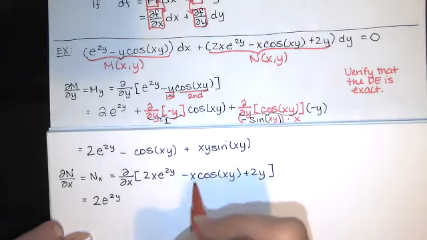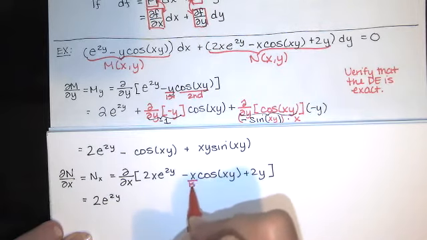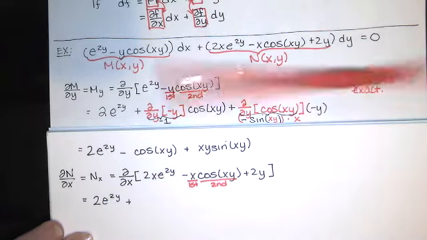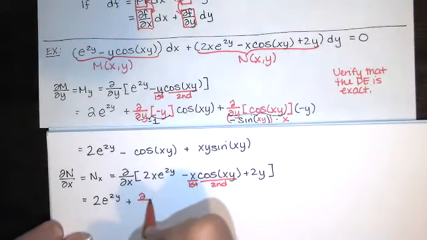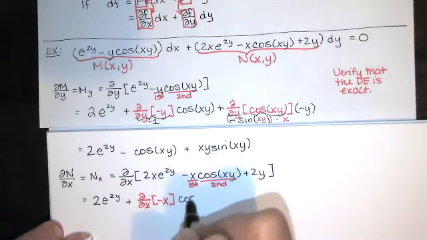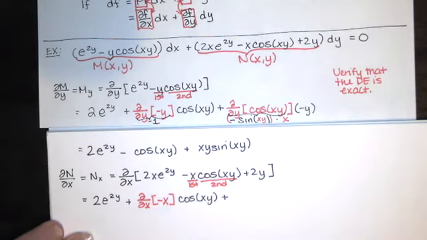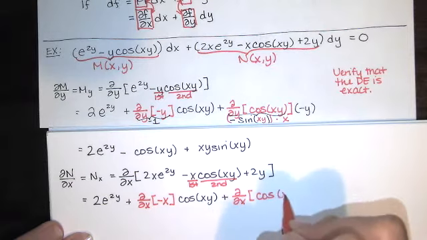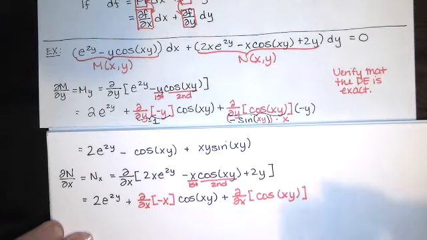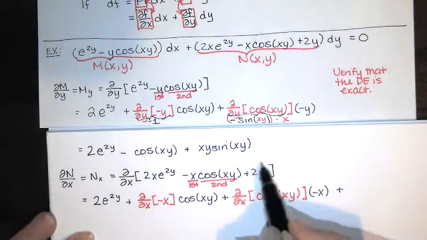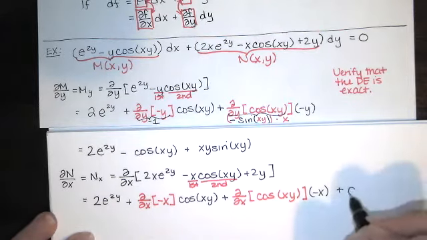Then over here, I've got a function of x times a function of x, so I have to use the product rule again. So I want to add the derivative of the first with respect to x, treating y as a constant, times the second, undifferentiated, and then we'll add the derivative of the second function with respect to x, treating y as a constant, times the first, which is a negative x, undifferentiated. And then we're adding the derivative of 2y with respect to x. That's just a constant. The derivative of a constant with respect to x is 0.